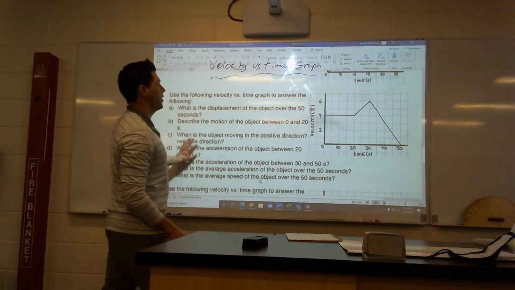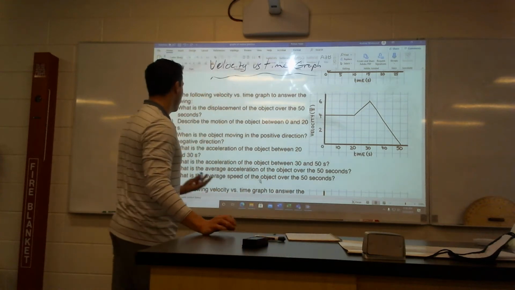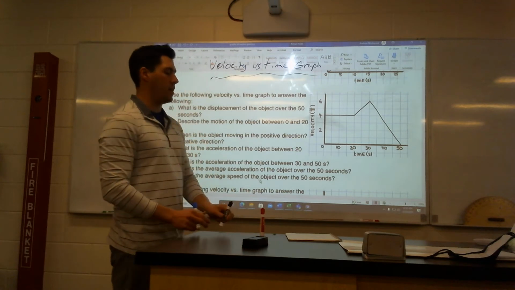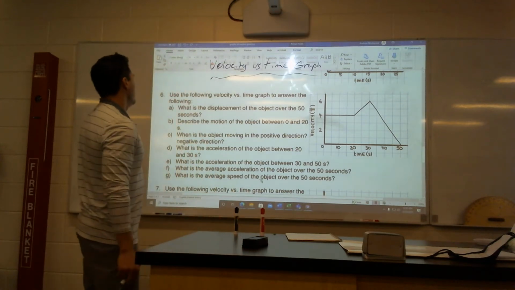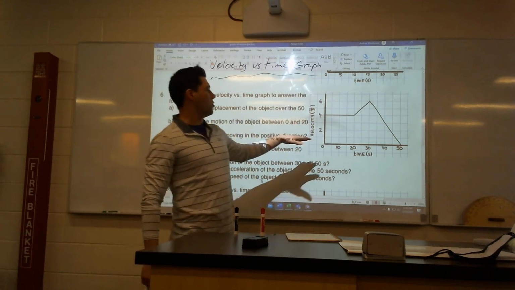So we have again a velocity versus time graph. Let's go through question 6 and 7, okay? Question 6 is the longest part, and then it'll get easier from there. It says, what is the displacement of the object over the 50 seconds? So basically over the whole time.